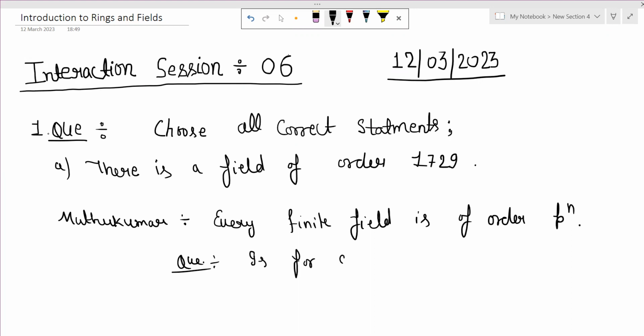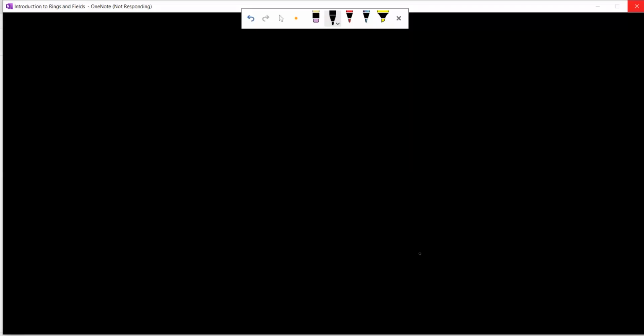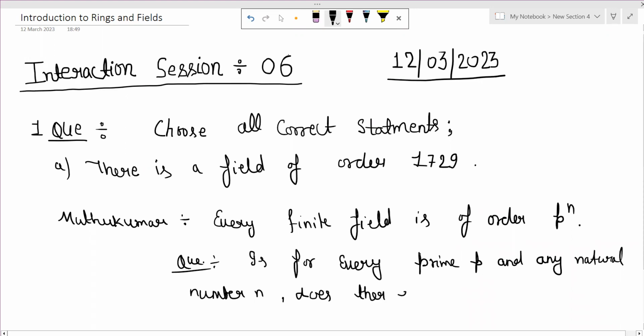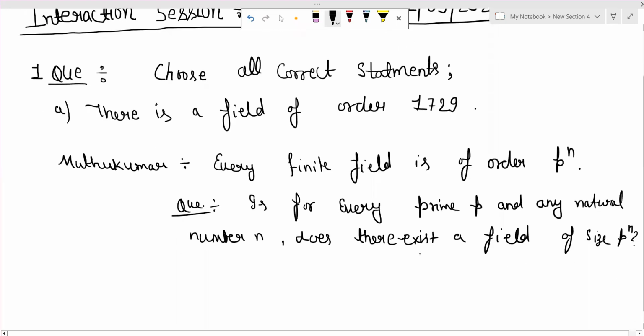For every prime p and any natural number n, there is a field of order p to the power n, size p to the power n. So you are saying this is not true, right?